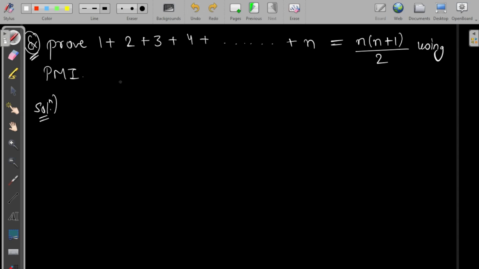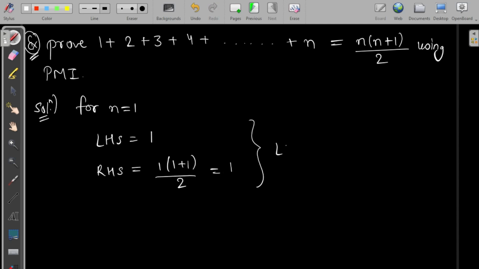So for n equals to 1, our left hand side, n stands for the number of terms in the left hand side, okay? So left hand side would be 1 because there is only one term, which is 1 itself. And for n equal to 1, the right hand side would be 1 into 1 plus 1 over 2, which again comes out to be 1. So we have LHS equals to RHS. Hence we can say that the statement is true for n equals to 1.